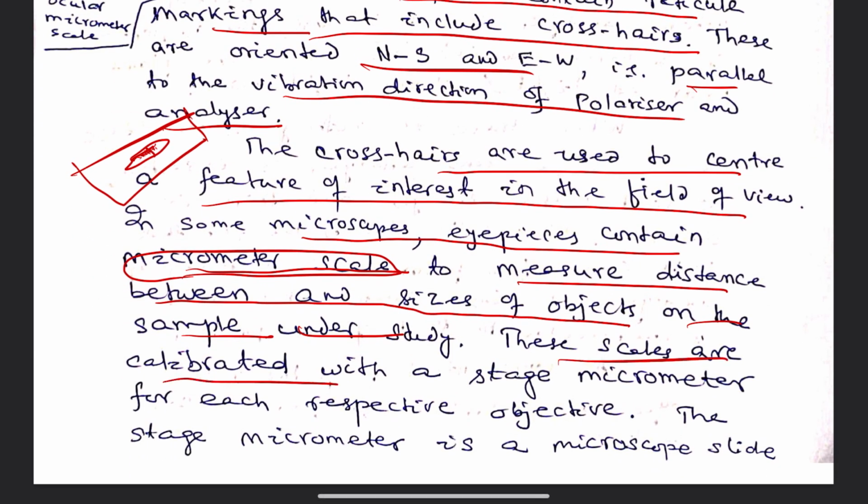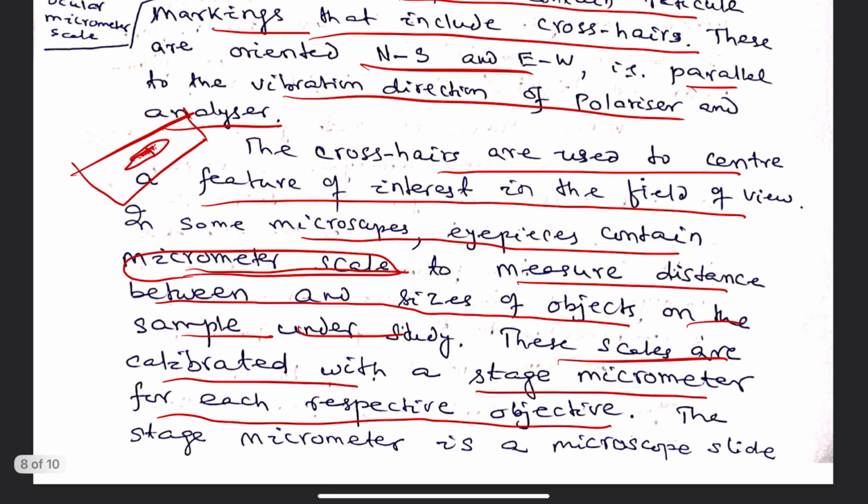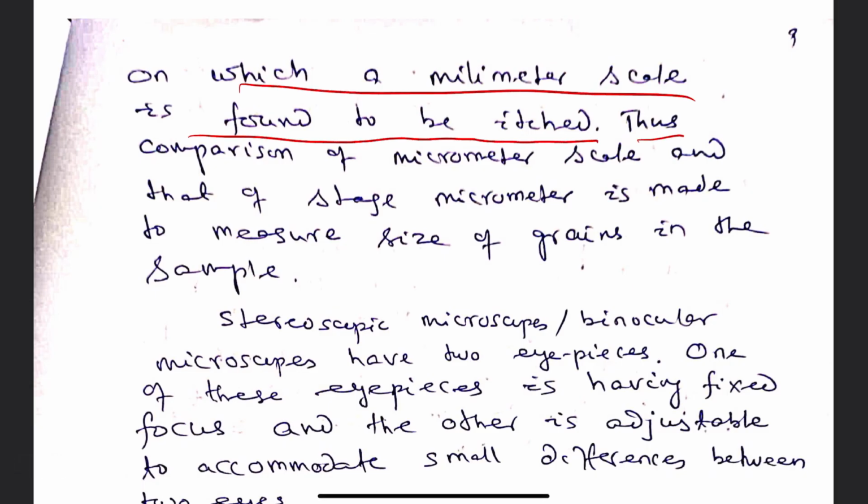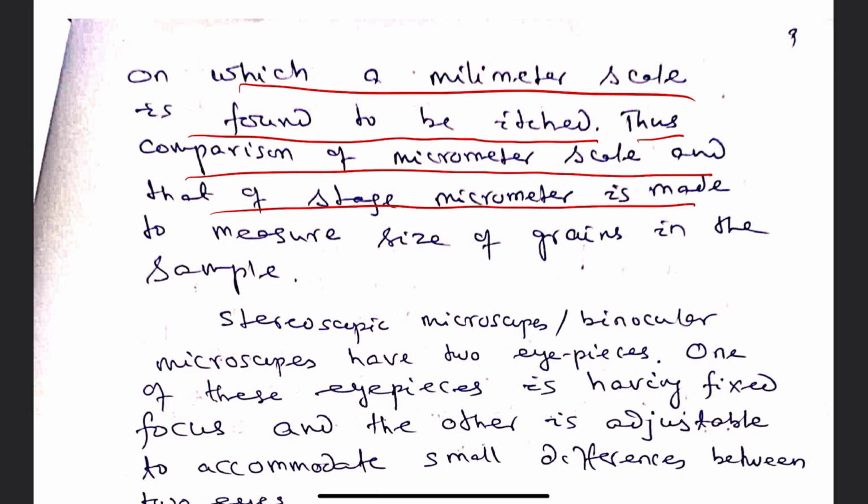These scales are calibrated with the stage micrometer for each respective objective. Objective-wise, this scale has been calibrated. The stage micrometer is a microscope slide on which a millimeter scale is etched. Thus, a comparison of the micrometer scale and the stage micrometer is made to measure the size of the grains in the sample.